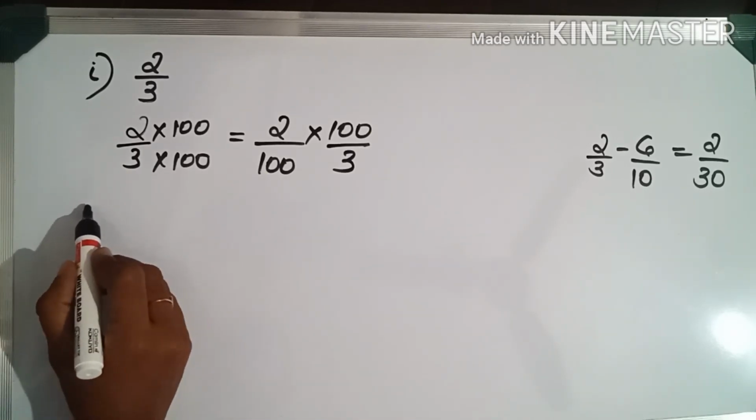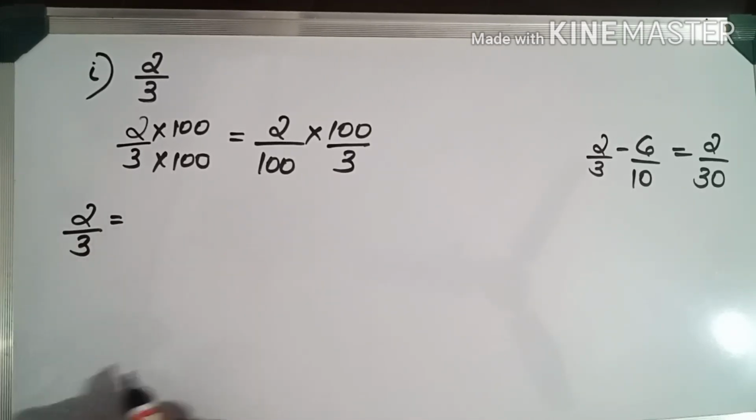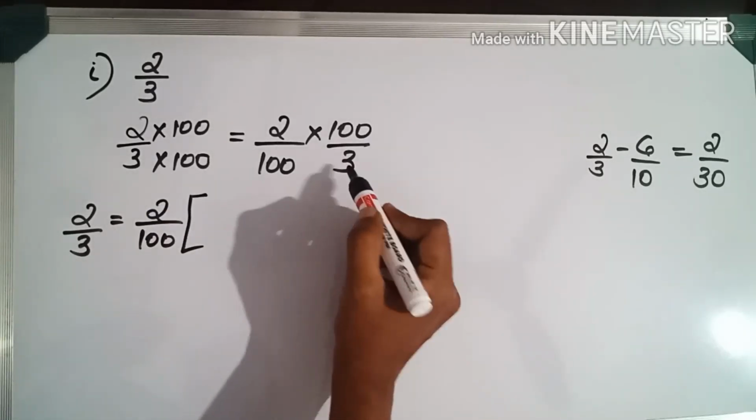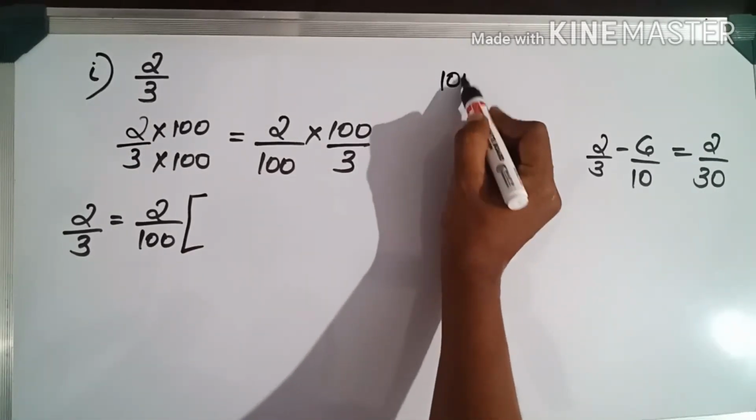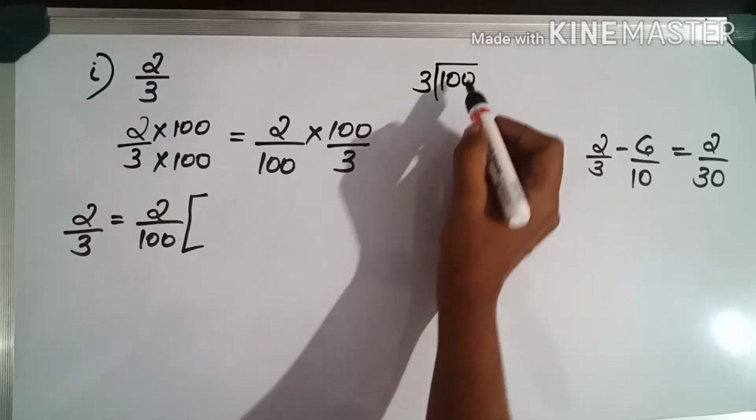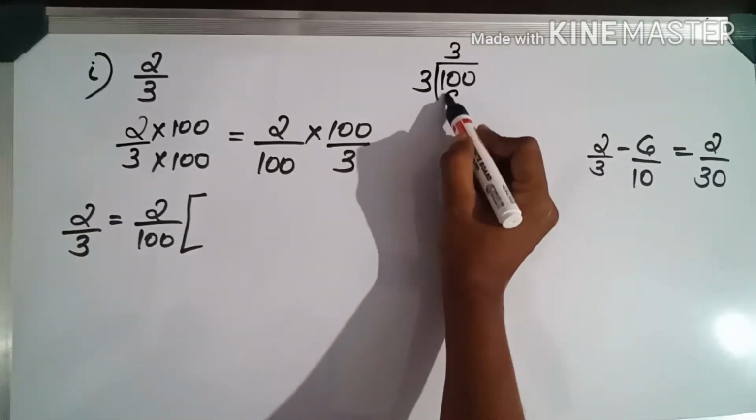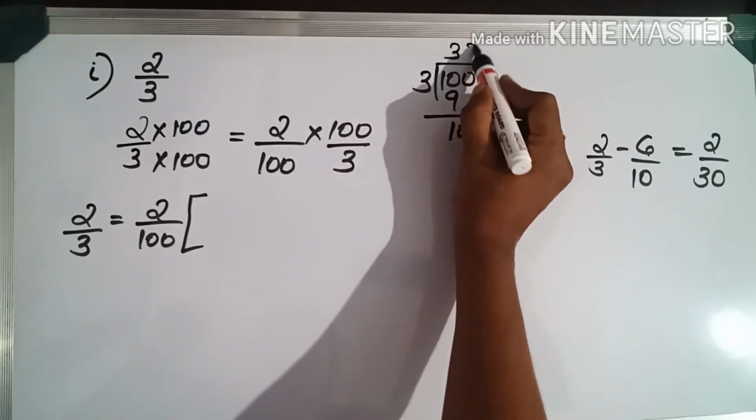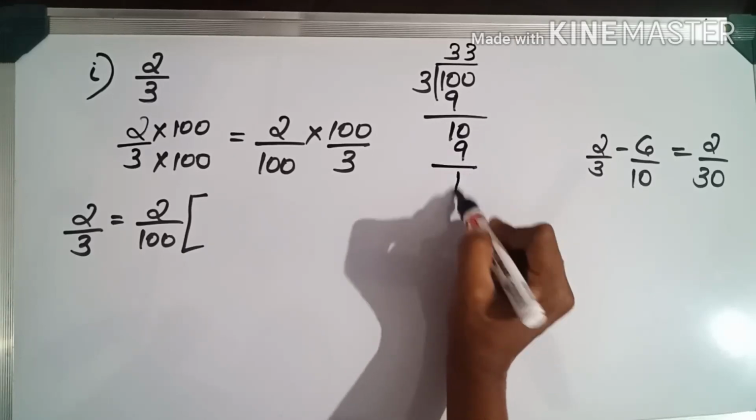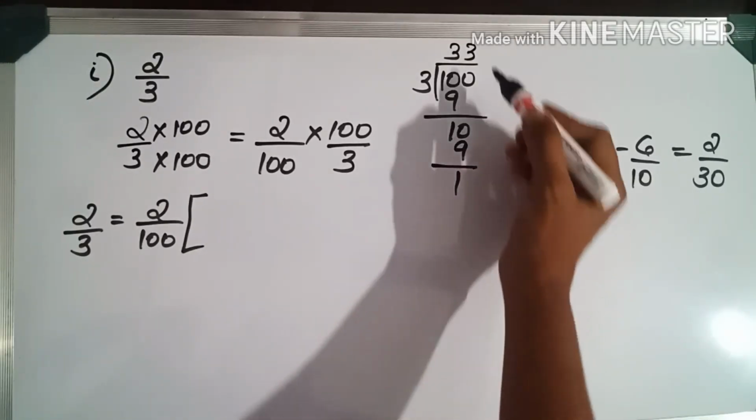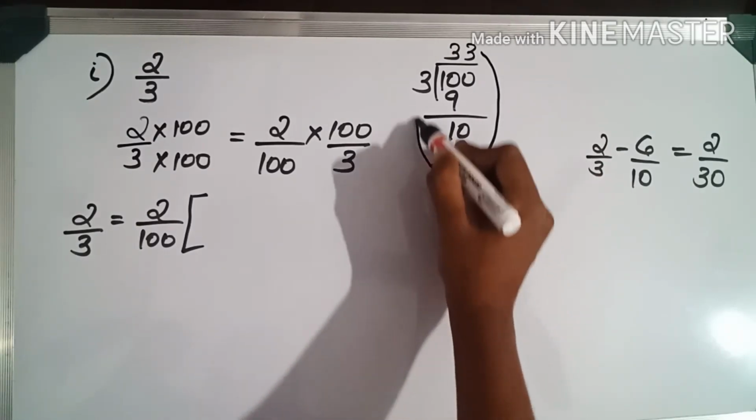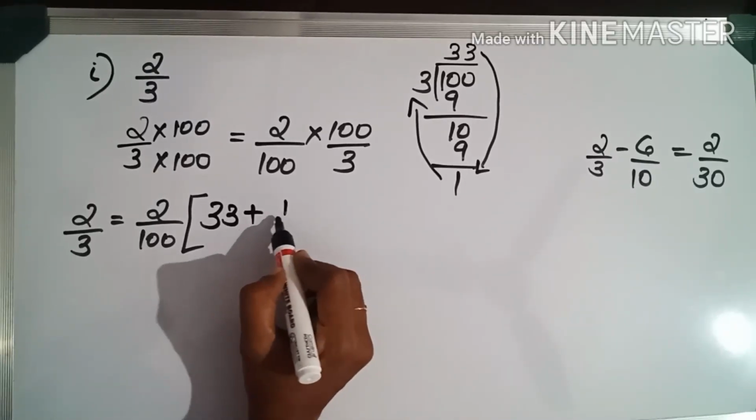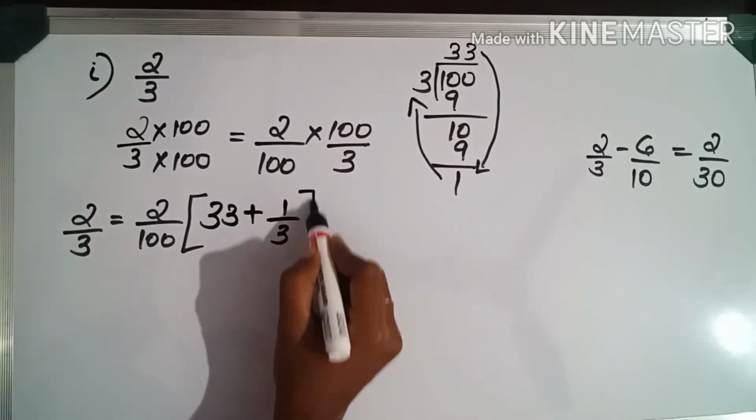Now in the next step, 2 by 3 equal to 2 by 100, that we need to write like this. Next step is 100 by 3. Same as the previous case, we need to divide 100 by 3. In 10, 3 threes are 9, 1 balance. Take this 10. In 10, how many 3s? Again 3, 3 threes are 9, 1 balance. So we write 33 plus the remainder 1, so 1 by 3. Like this we will get.